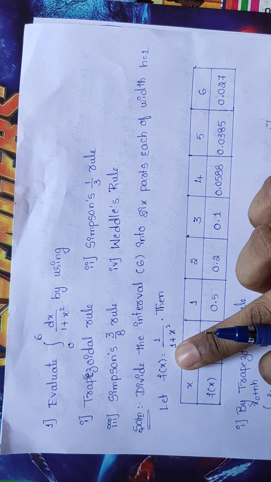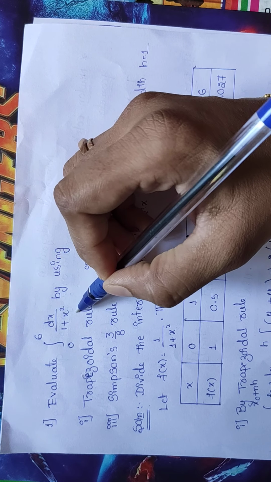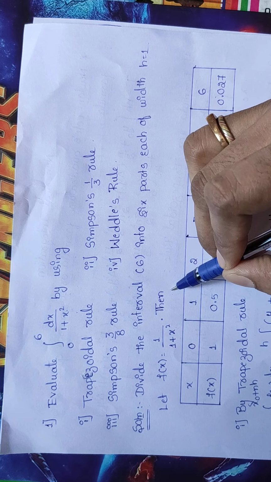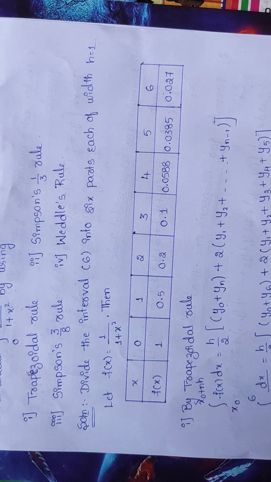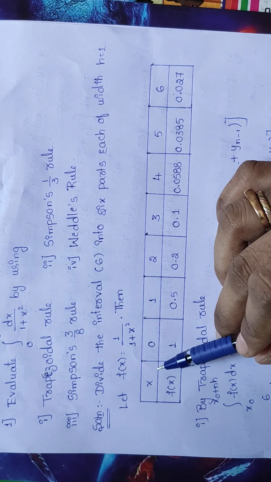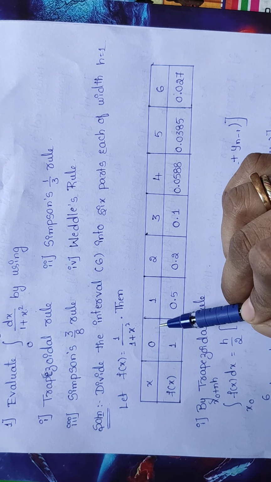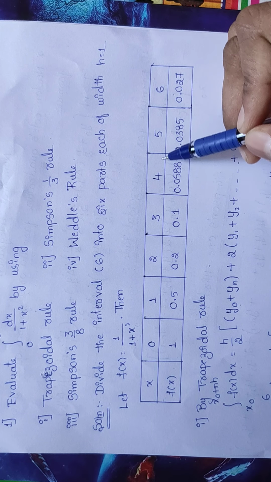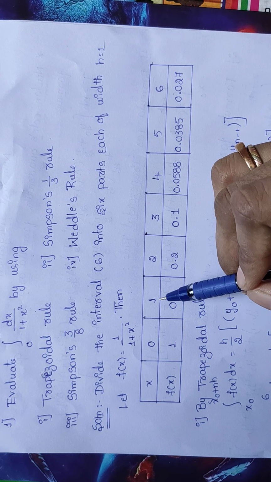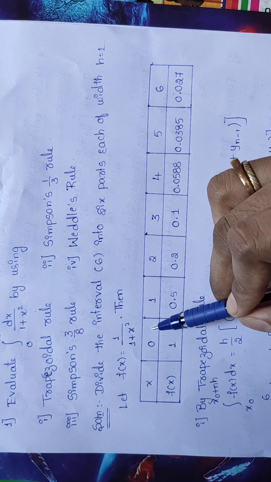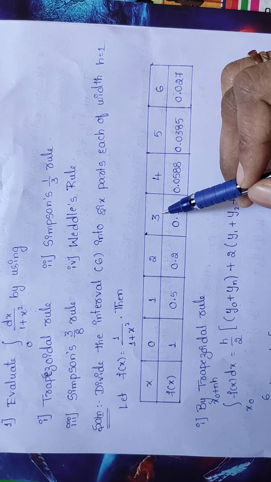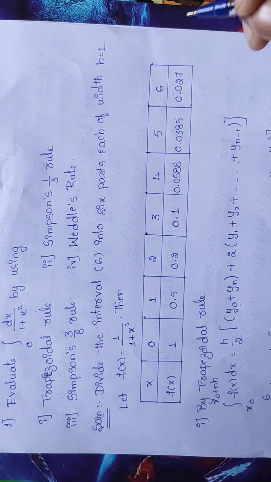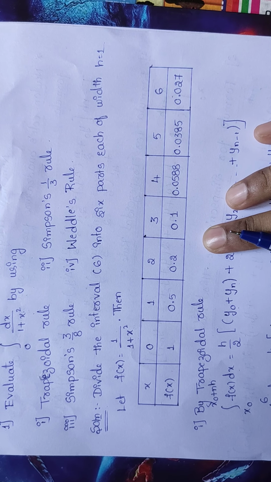Here the given function is 1 divided by 1 plus x square, and we consider this as f of x. Then we draw the table of x and f of x. The x values should have a difference of 1 only, so we consider 0, 1, 2, 3, 4, 5, 6. If you subtract, 1 minus 0 gives 1, 2 minus 1 gives 1, so the width is the same, constant, h equals 1.